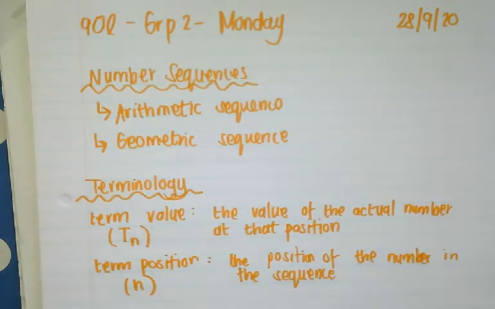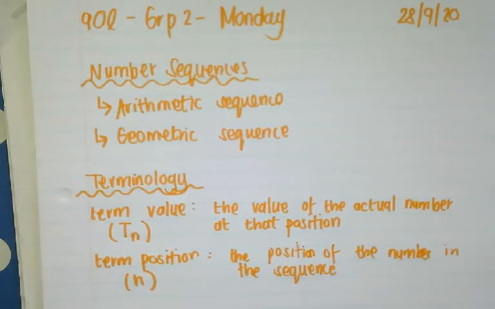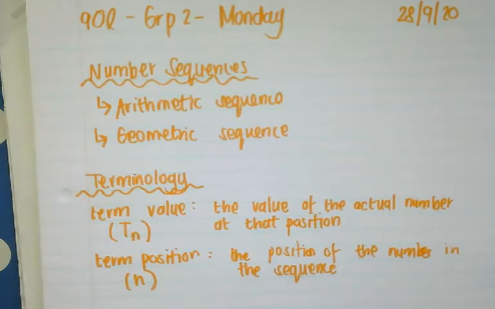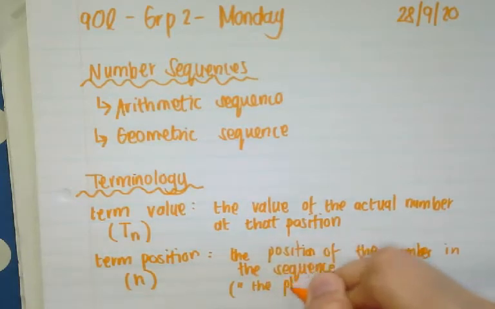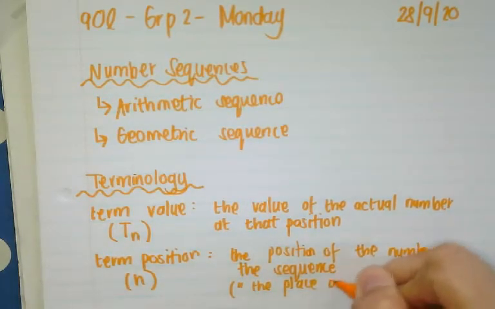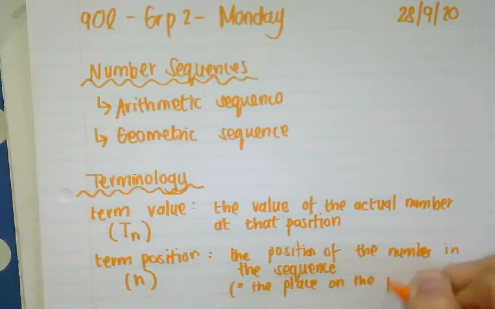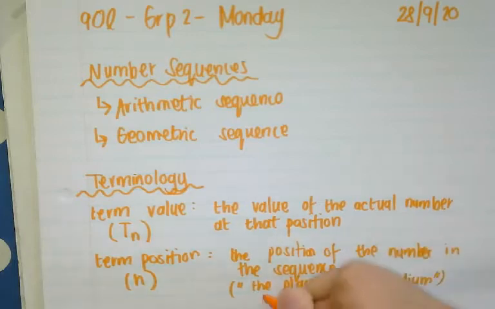So we're talking about first, second, third, fourth place, or fifth place, or sixth place. Or the term, the fifth term, sixth term, okay? The place on the podium. So, first, second, third, that kind of thing.